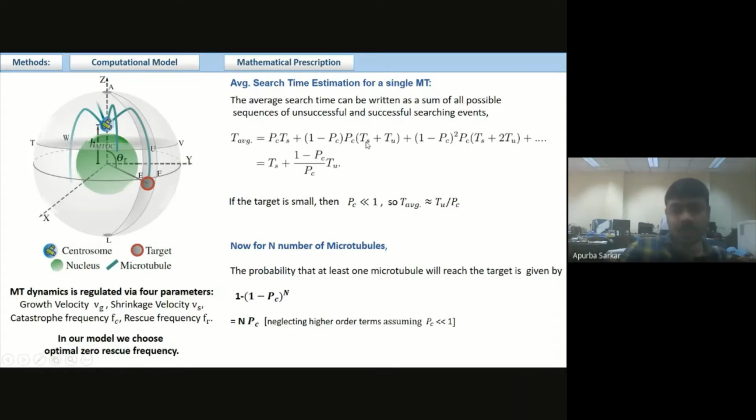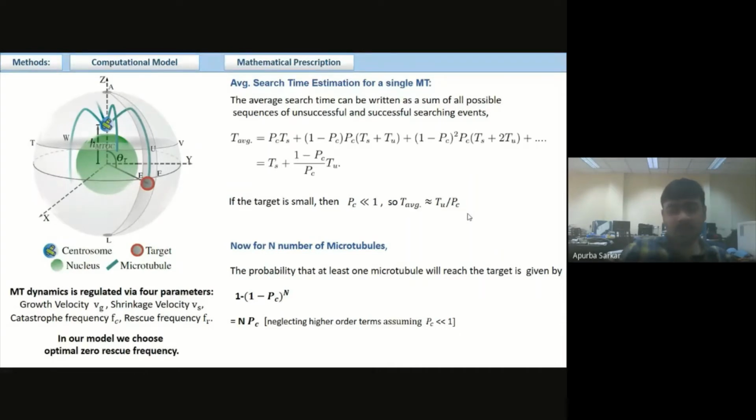Now here, this is the successful average duration of search time. This is the unsuccessful duration of time. Now we find that if the target is small, then in the limit PC much less than 1, T average is just a function of TU and PC. Now TU, the average duration of unsuccessful search, is a known quantity and can be easily determined from the microtubule dynamic instability parameters. Now we need to only find out the capture probability. If we can find out the capture probability, then we can easily calculate the average search time.